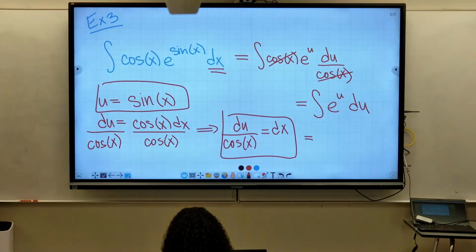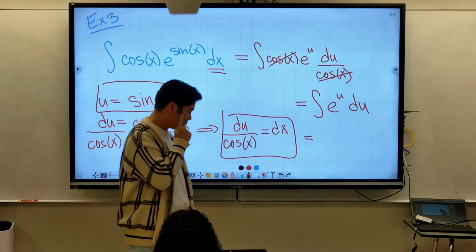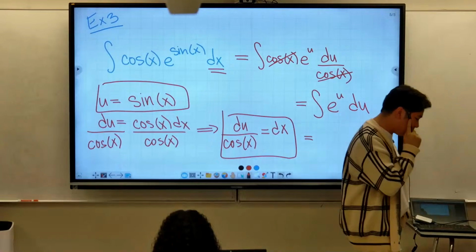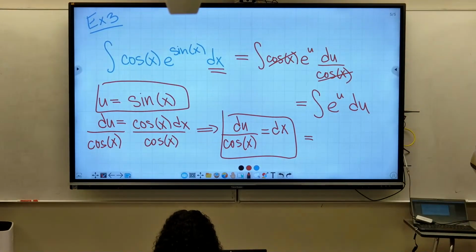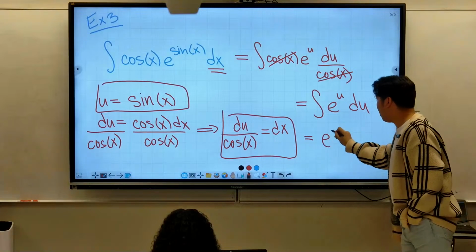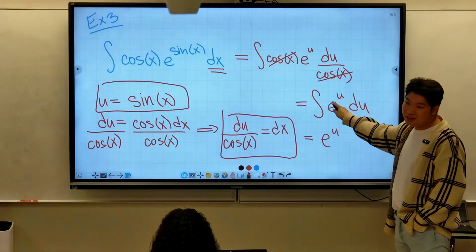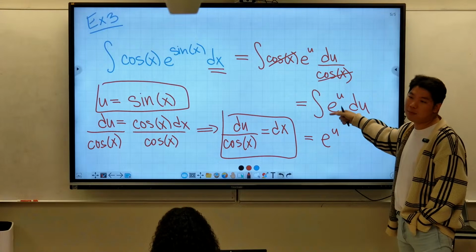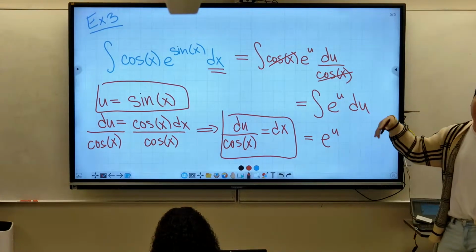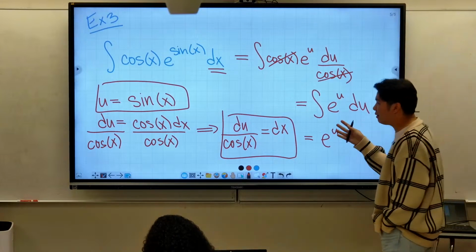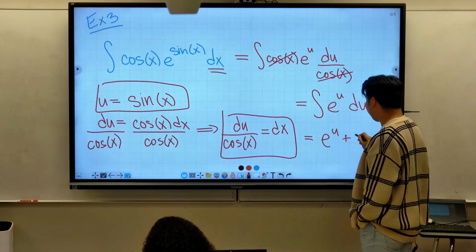Now I want to figure out what's the integral of e to the u. That is, what function, if I take the derivative, I get e to the u. Well, that's still e to the u. Because I know if I take the derivative of e to the u, I get e to the u. And as it turns out, it's the same backwards as well. Integral of e to the u is e to the u, because we have that relationship. Plus c.